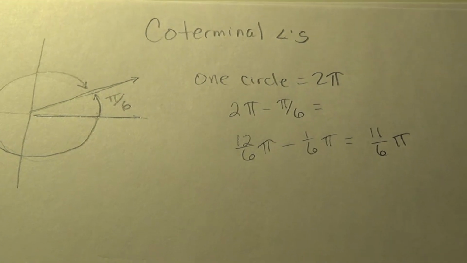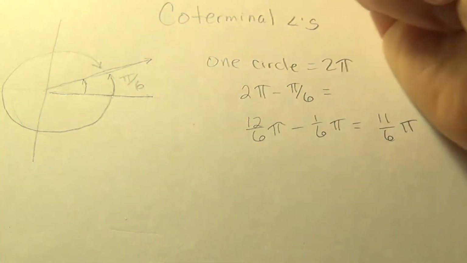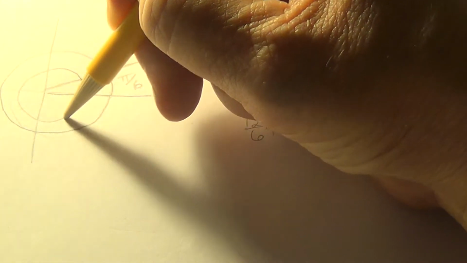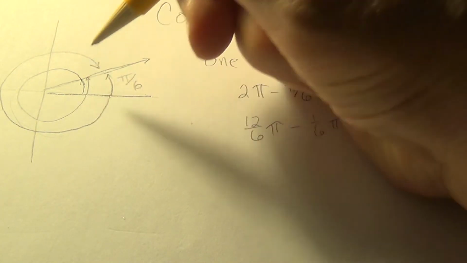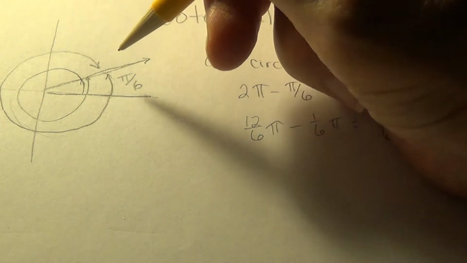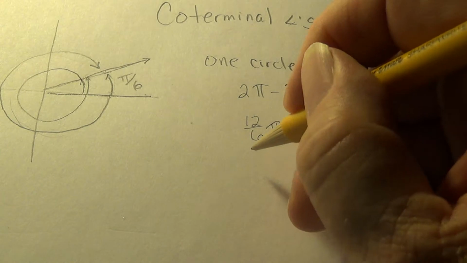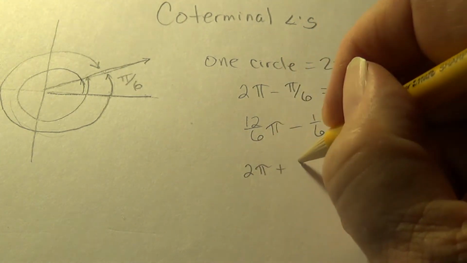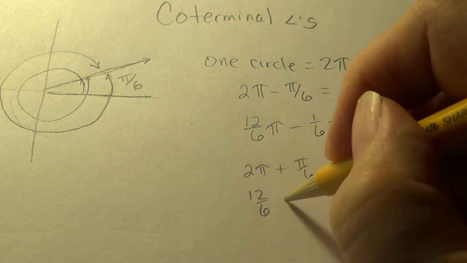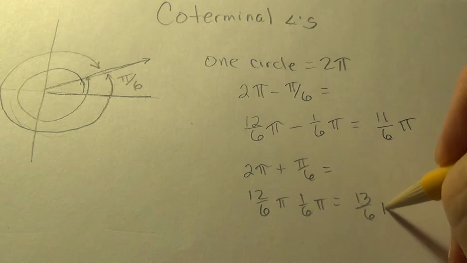Then if we were looking for another one, here's the one we had, pi over 6. We could continue in that direction and just go all the way around and stop here. So it has the same beginning and the same end as pi over 6. The only difference is we went one complete circle further. So that's going to be 2 pi plus pi over 6. So we're going to have 12/6 pi plus 1/6 pi is 13/6 pi.